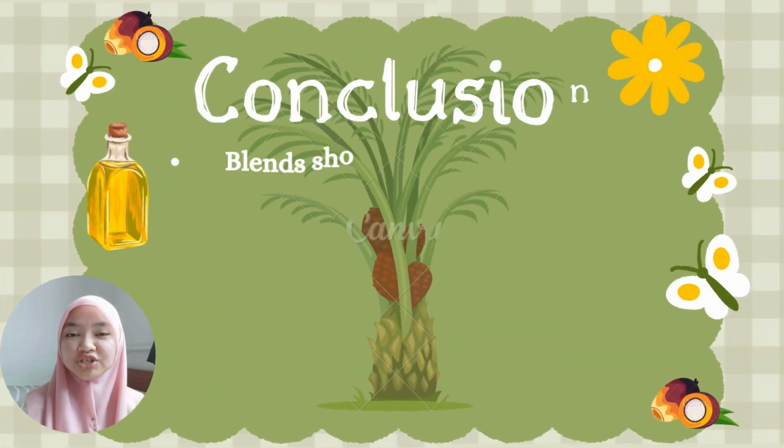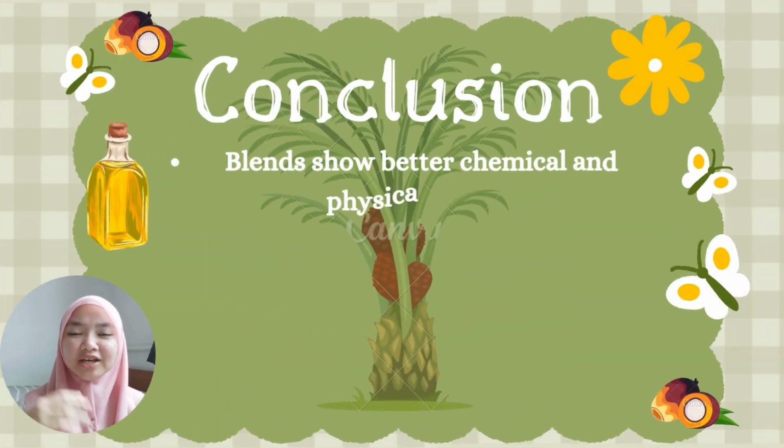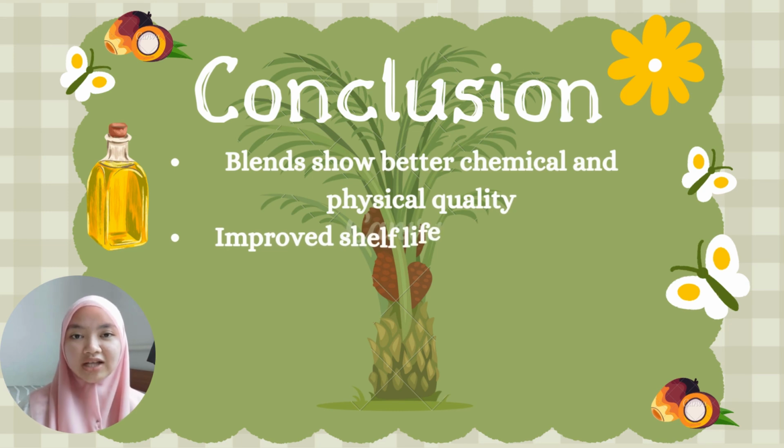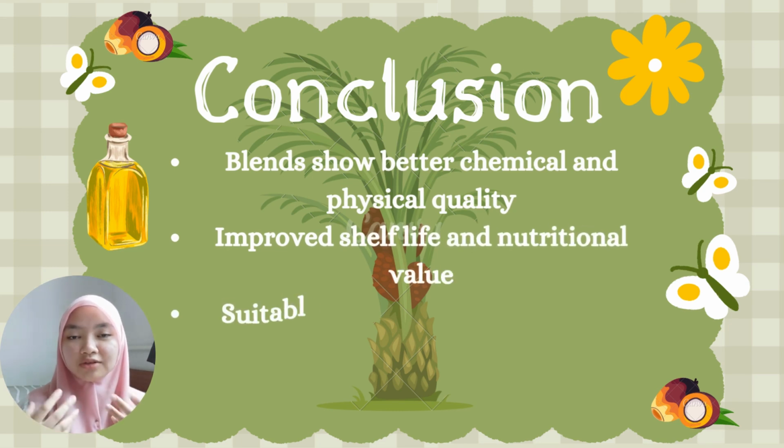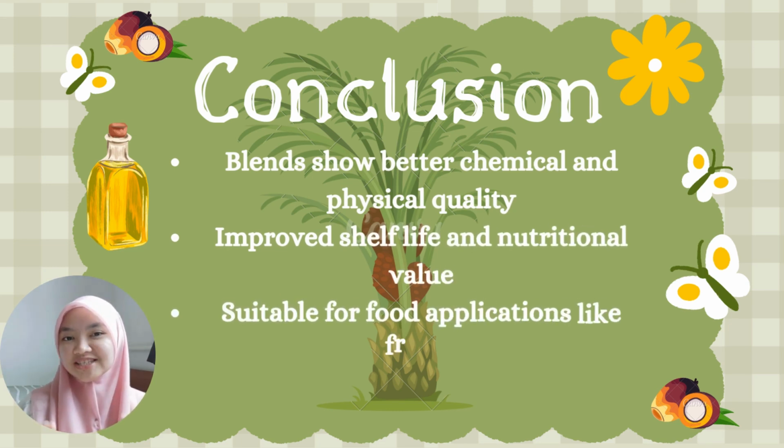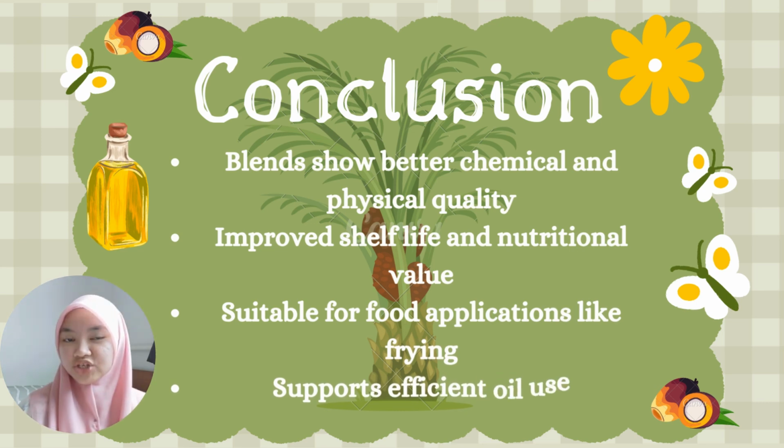So for the conclusion we can make from this article, blending palm oil with canola oil, as shown in the study, is a valuable step towards more sustainable and functional oil usage to improve the shelf life and nutritional quality, and can reduce environmental pressure by lowering the reliance on single-source palm oil. This is a strong example of how science and sustainability can work together in food innovation.